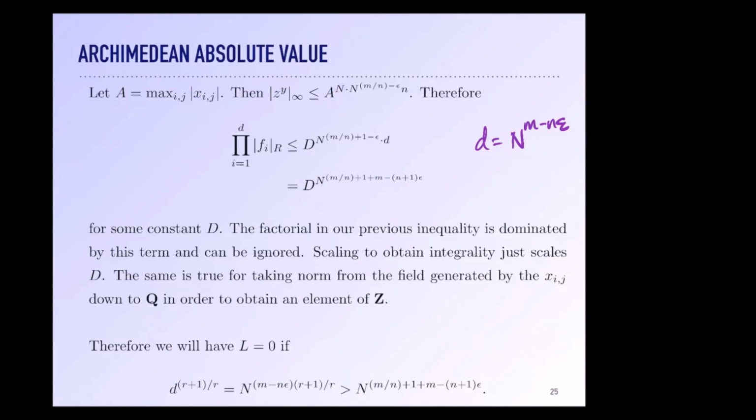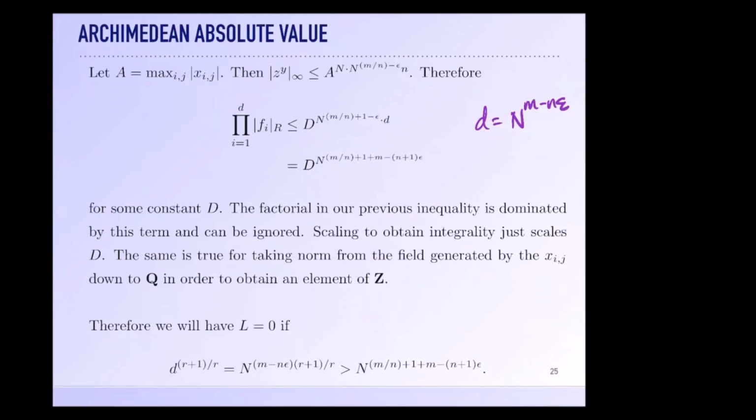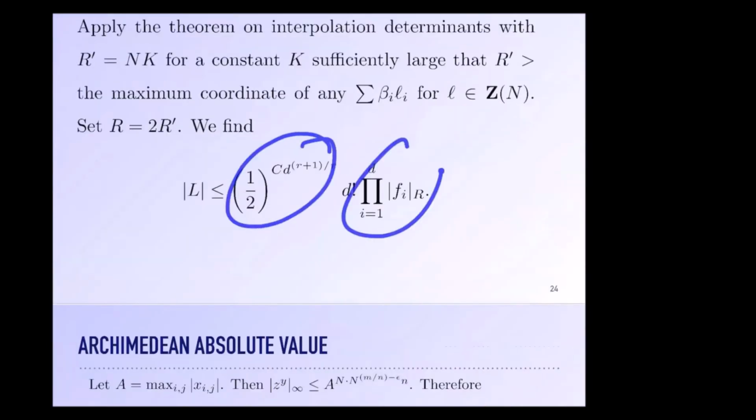If you take the norm, it's the same thing. You're just multiplying whatever the degree of the field is. You're multiplying a bunch of numbers of this size together. That's just raising this to the power of whatever the degree is. So again, that just increases D. So both things we need to make sure we're dealing with actual integers just change this constant D, which we don't really care about. So L will be 0 if this thing is going to 0 faster than this thing is going to infinity, right? It doesn't matter.